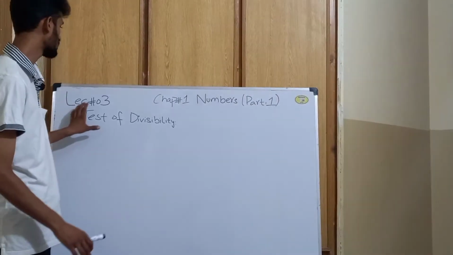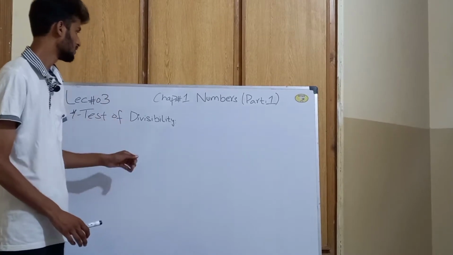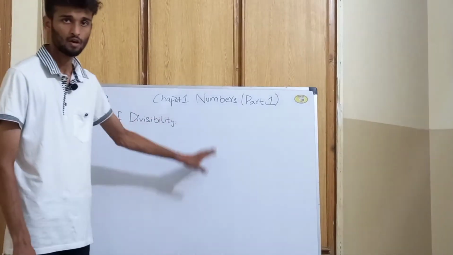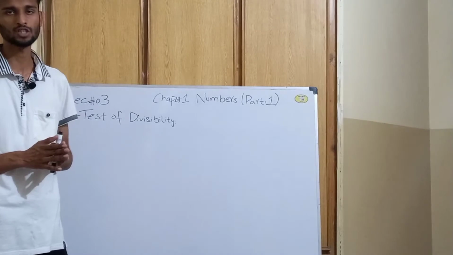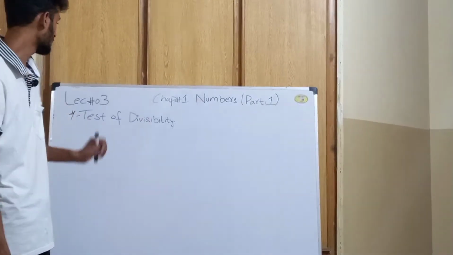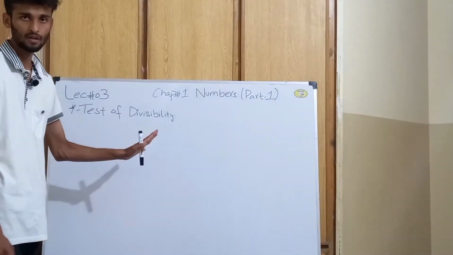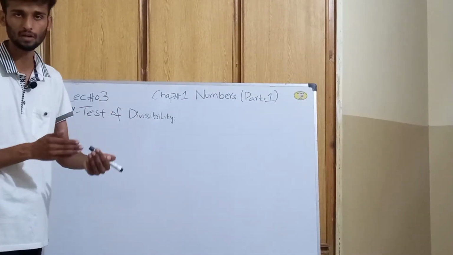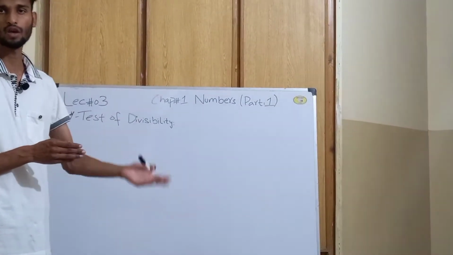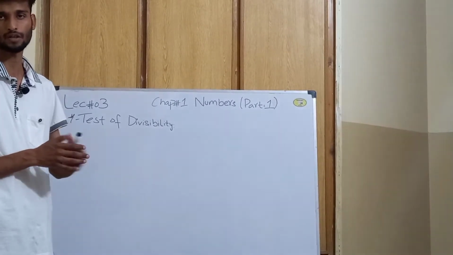So today we will start our lecture number 3, chapter number 1, numbers. I have divided this chapter into 4 parts. In the first part we will study about test of divisibility. We will study the test whether a number is divisible by 2, 3, 4, 5, 9 or 10.